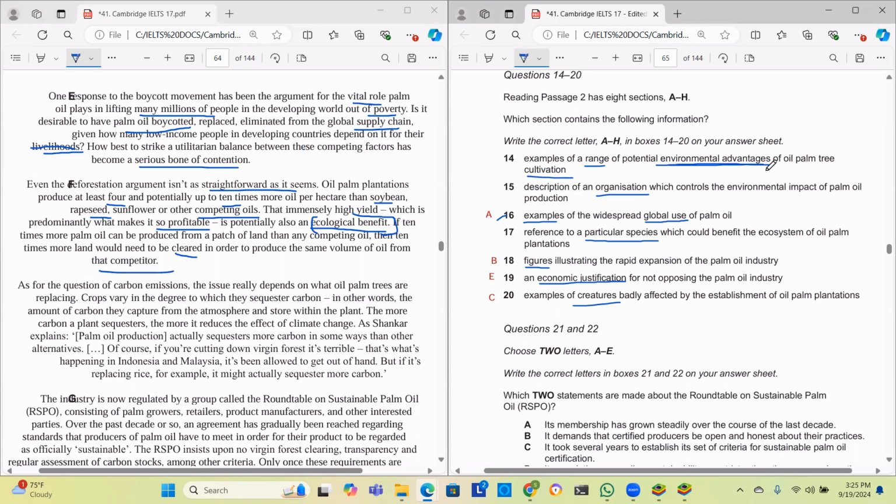Yes, examples of this. What is the example? This one. Palm oil plantations produce 4 or 10 times more oil per hectare than the soybean, sunflower, and other competing oils, right? And also it doesn't need much land, which makes it profitable and potentially an ecological benefit. So environmental advantage, right? So hence the 14th one is F, brother. Okay. Yes, it is clear. Next.